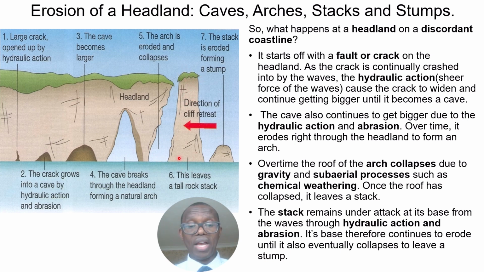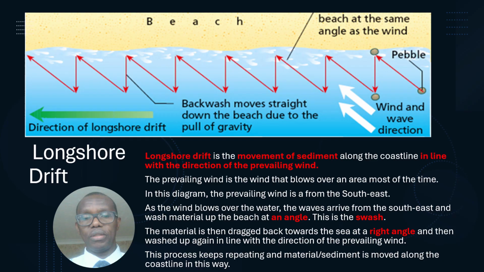And then the stack again is being attacked at the bottom by the hydraulic action and the abrasion that is being caused by the waves, and eventually it will also break down and will end up as a stump. Okay, so this is what happens at a headland, and you get caves, arches, stacks and stumps on a headland, and those are coastal landforms.